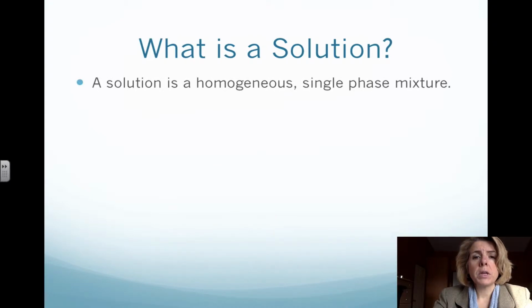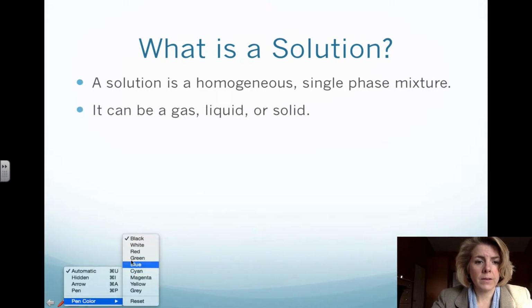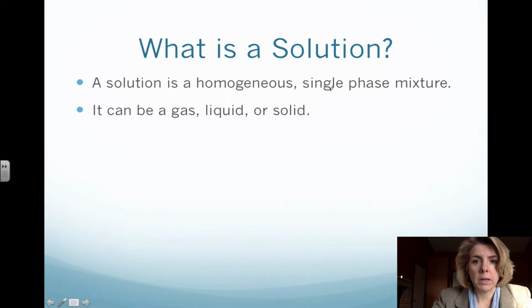Okay, in order to be considered a solution, it has to be homogeneous and it has to be a single phase. So technically, if it's not one phase, it's not a solution, it's probably a mixture. So always look to see, is it a solid, is it a liquid or a gas? And please note that it doesn't necessarily have to be a liquid. It could be a solid, it could be a gas.